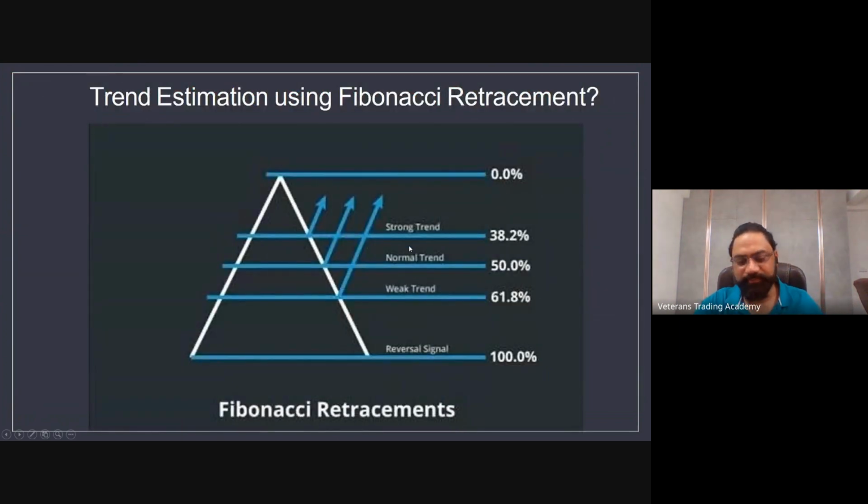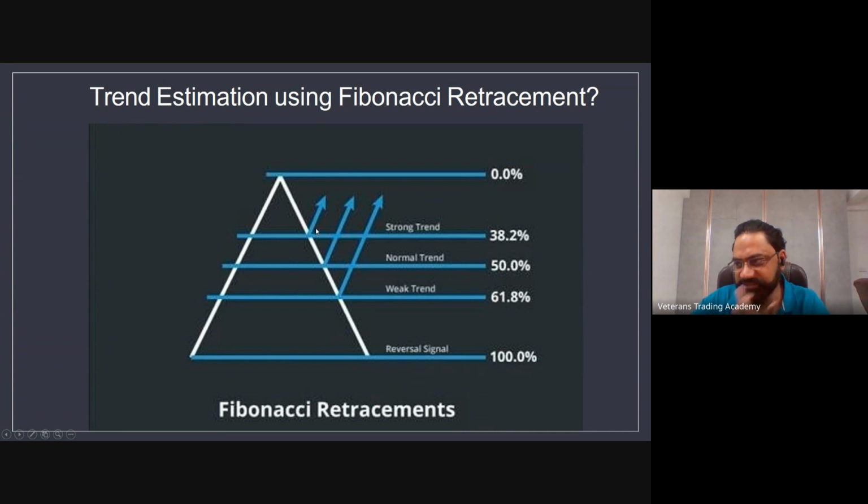Okay. So suppose the trend is very strong. If the trend is very strong, the retracement may be only 38.2%. But if the trend is not so strong, it may be 50%. If it's a weaker trend, then the retracement can be 60%. And if it's 100%, then chances are that the trend is reversed. So that's how people trade also.